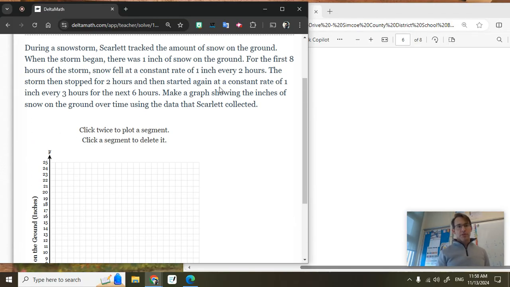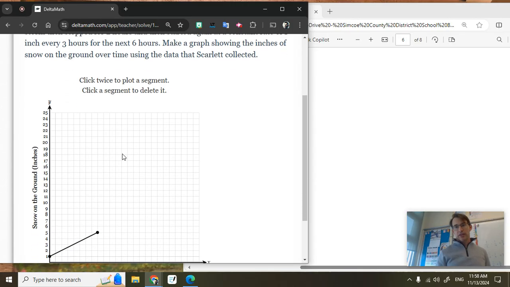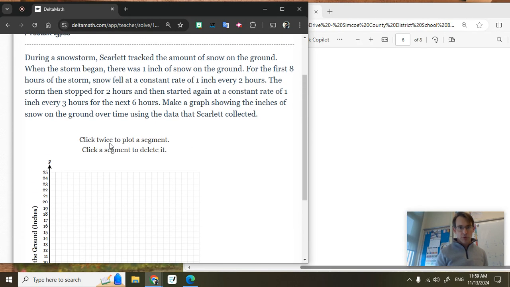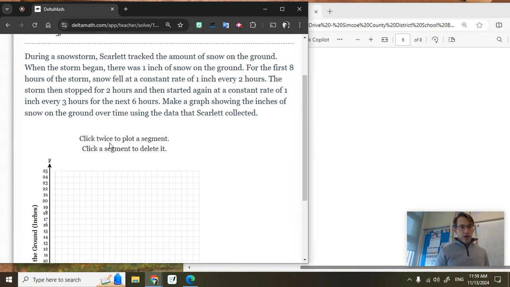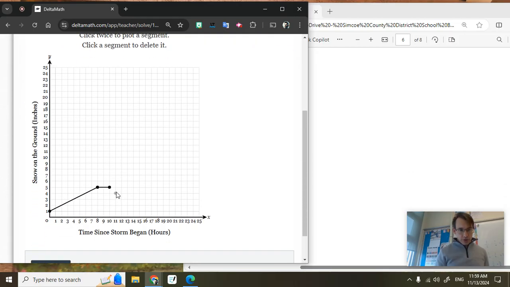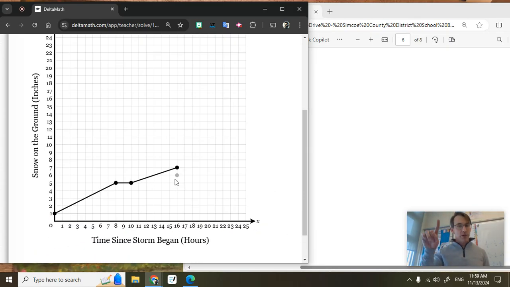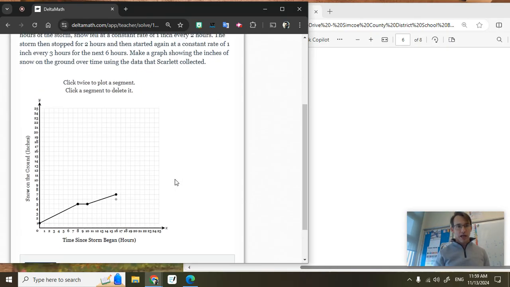The storm then stops for 2 hours and then started again at 1 inch every 3 hours. That's even harder. Okay, stop for 2 hours. So we're going to go here to here. That's stopping for 2 hours. And then 1 inch every 3 hours for the next 6 hours. So that's actually only going to add 2 inches. So it's going to be from there to there. All right, and then if I look in, every 3 hours we add 1 inch. So you can see the rate of change on the graph by kind of visualizing triangles along your lines.